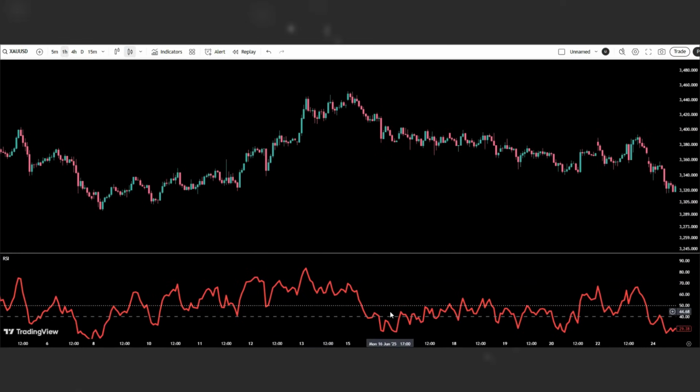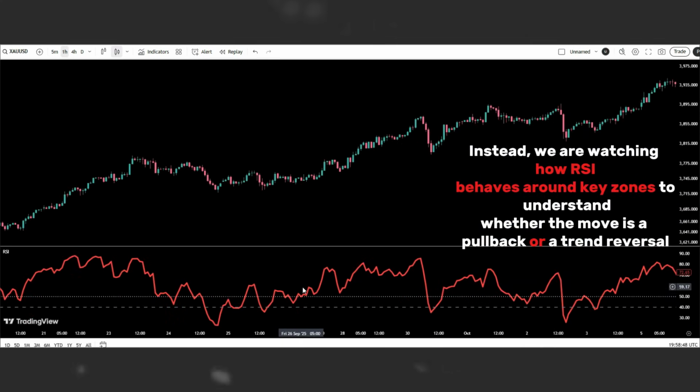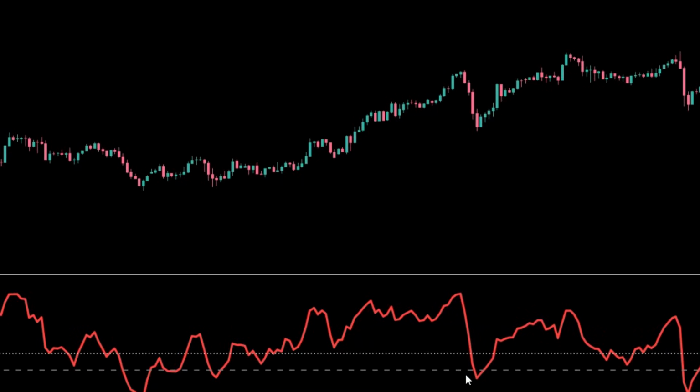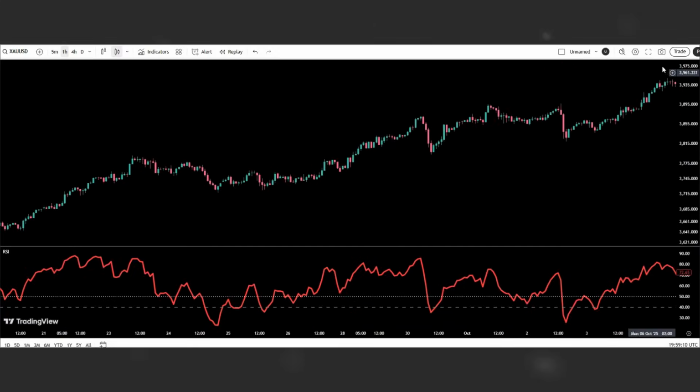When the price pulls back, don't focus on hitting exact RSI numbers like 30 or 70. Those levels are useful for entry signals, but here we are not looking for entries. Instead, we are watching how RSI behaves around key zones to understand whether the move is a pullback or a trend reversal. In an uptrend, RSI may fall below 40 during a pullback, and this is normal. What matters is what happens next. If RSI does not stay below 40 for a long time and quickly turns back up, the trend is still healthy and this move is likely a pullback.